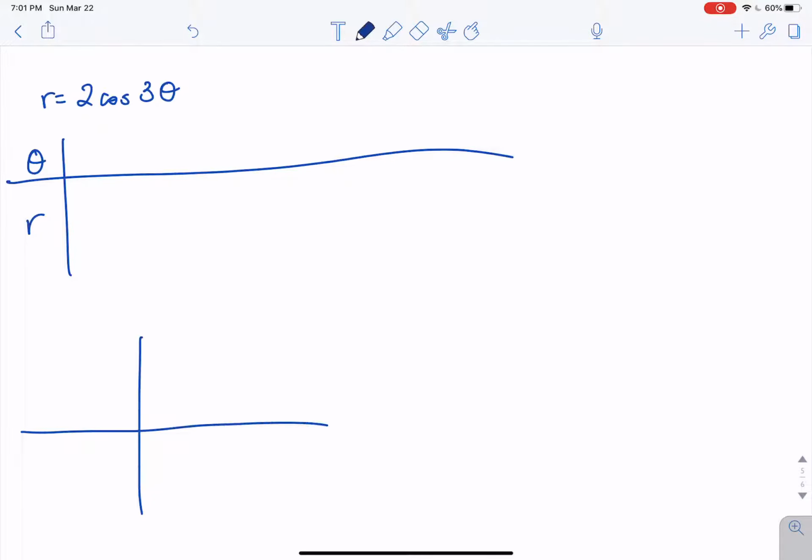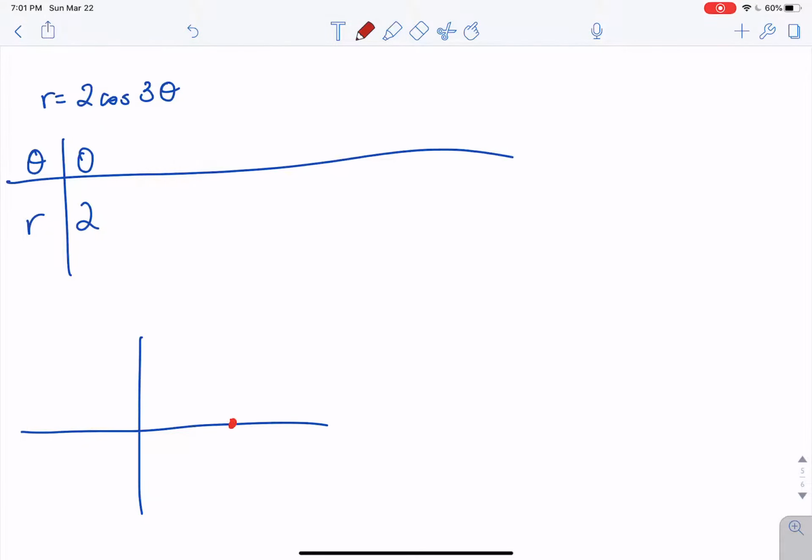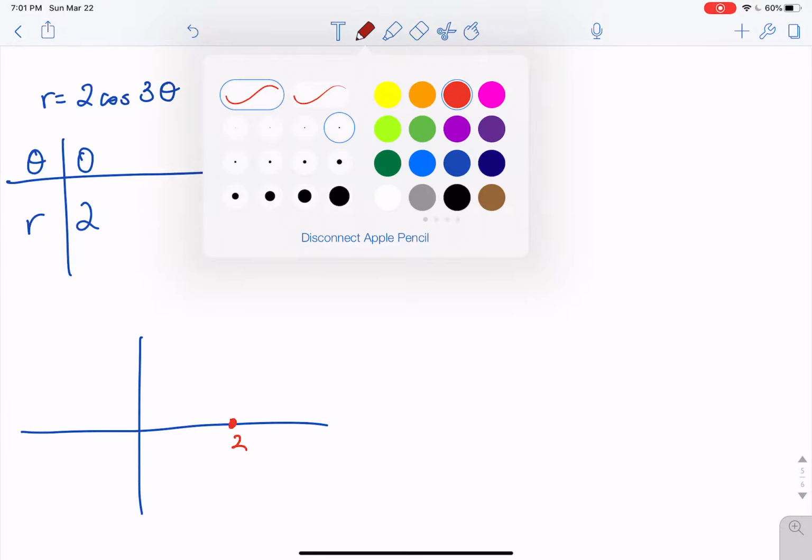So we'll make the table and graph it so you can see the direction of this too. When theta is 0, we get cosine of 0, which is 1. So r is 2. So at theta equals 0, we're at 2. I'm going to start there.